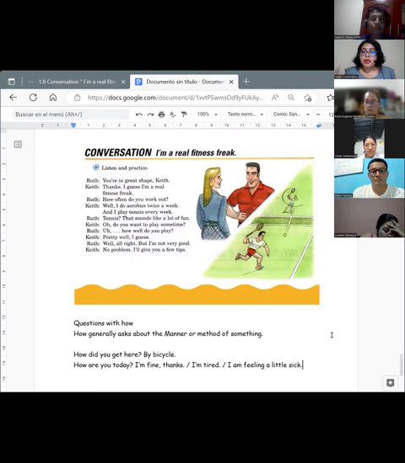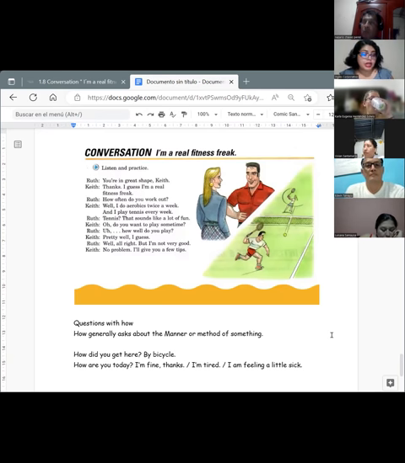Then we have another one. The first one is to ask about the manner or method of something. And the second one is that how can be used with much and many. You know that we have specific words for uncountable and countable nouns. In this case, with how, it is not related to the uncountable and countable nouns. We can use how with both expressions.